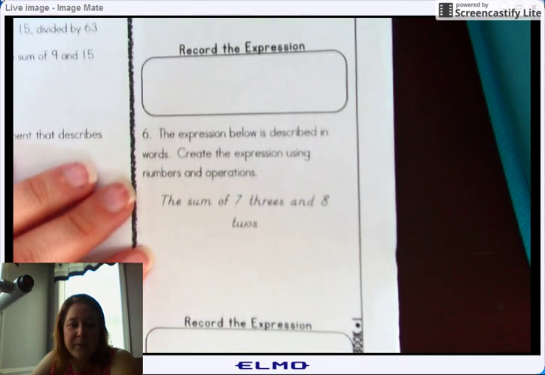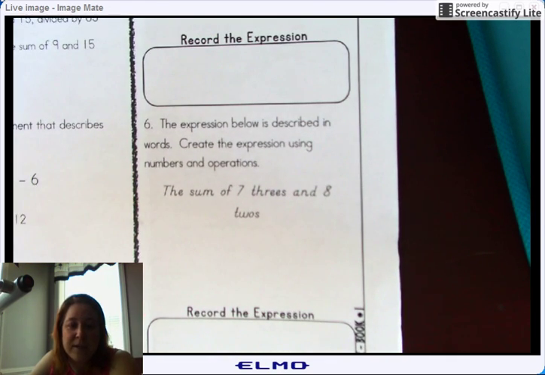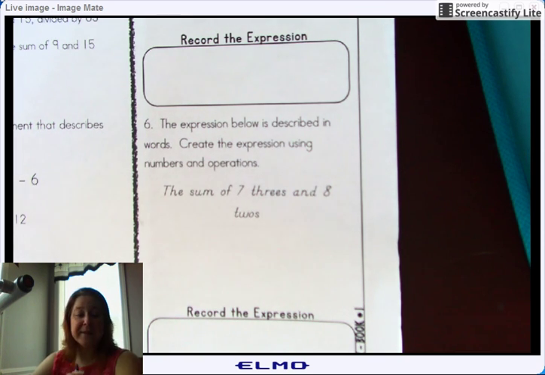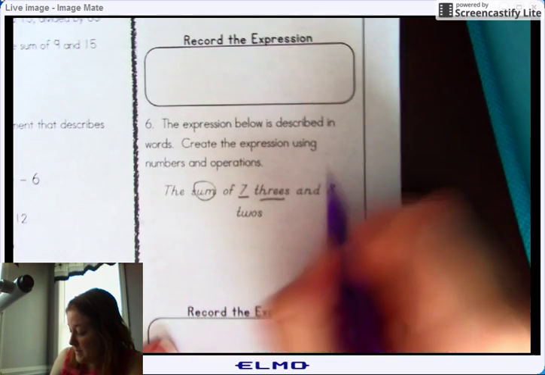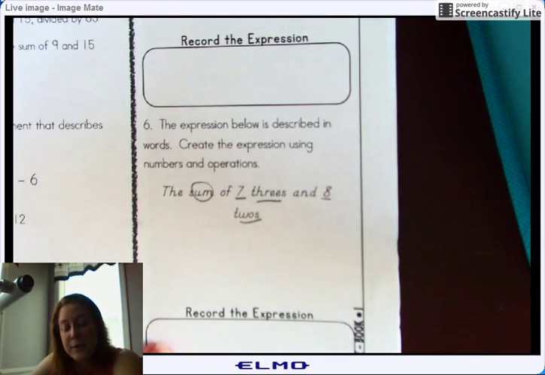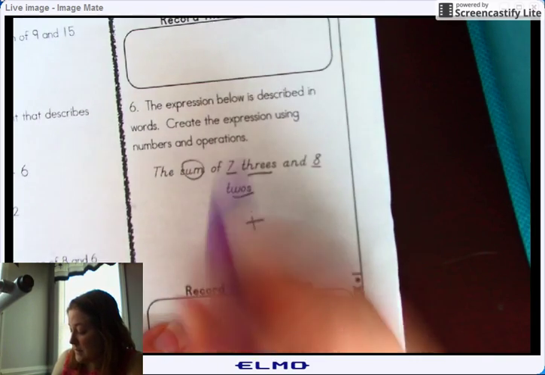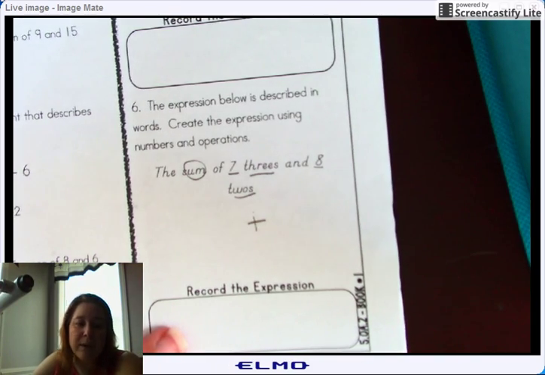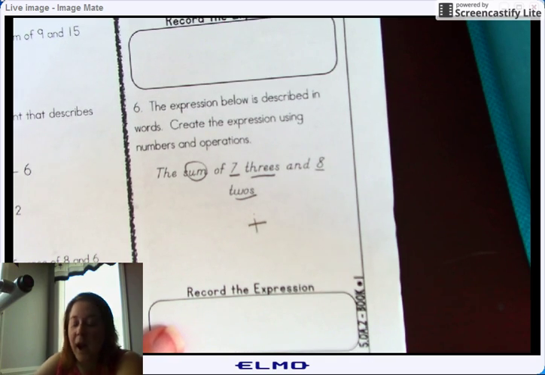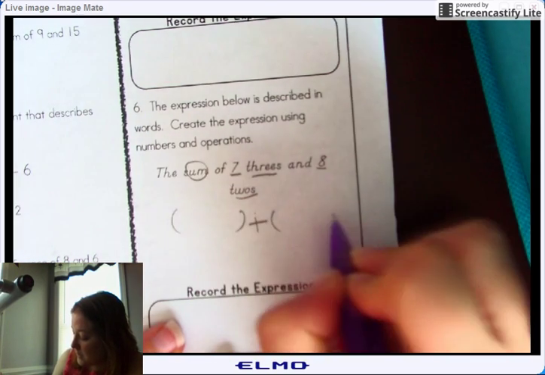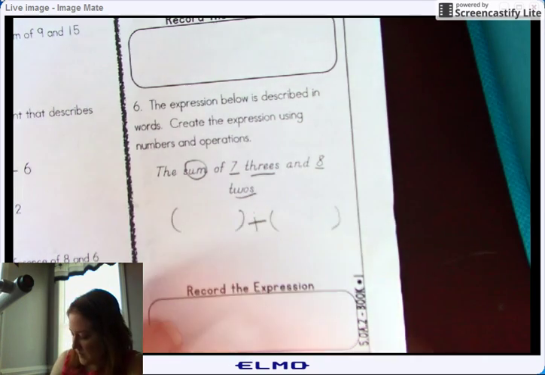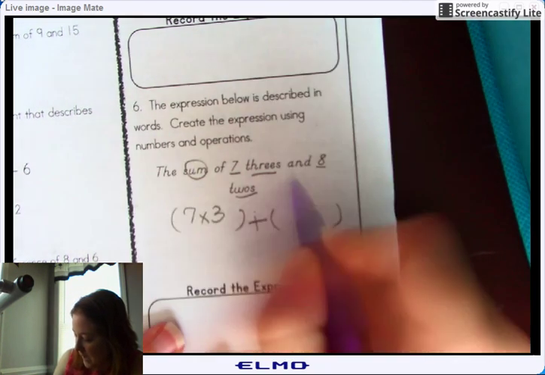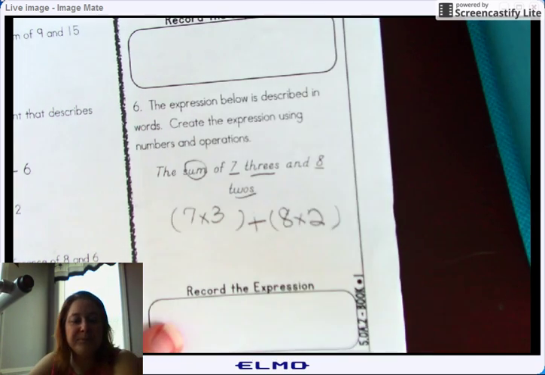Question number 6. Once again, write the expression below, described in words. Create an expression using numbers and operations. The sum of 7 3s and 8 2s. Sum, answer to an addition problem. We know it has plus. Remember, 7 3s, 8 2s. I potentially see 2 sets of parentheses here. So take a moment and solve that. You should have 7 times 3 and 8 times 2. That is what you should have.